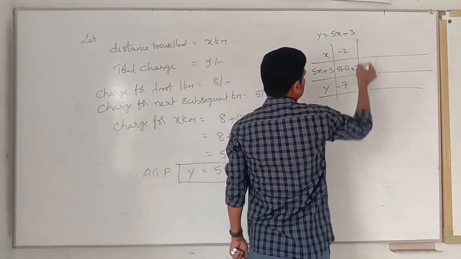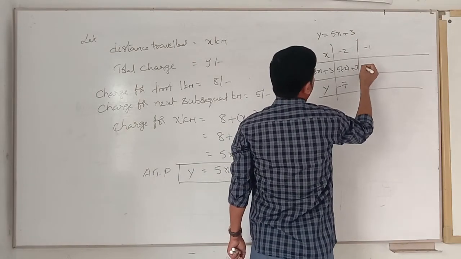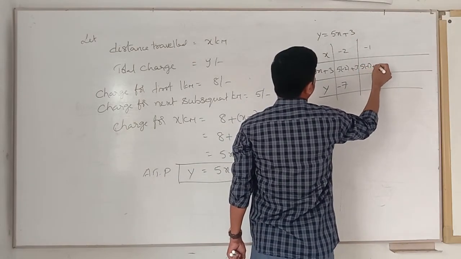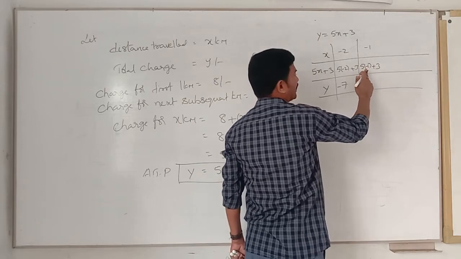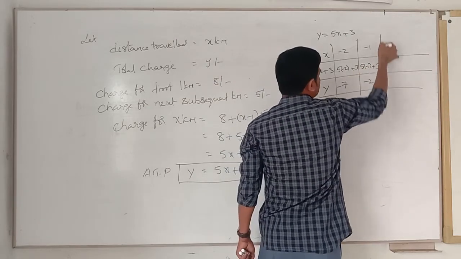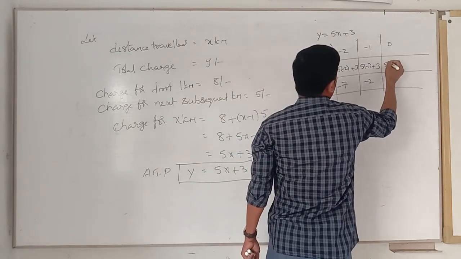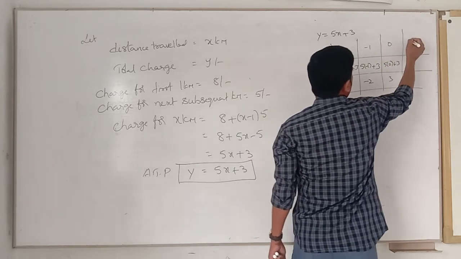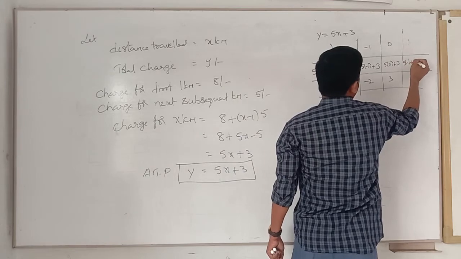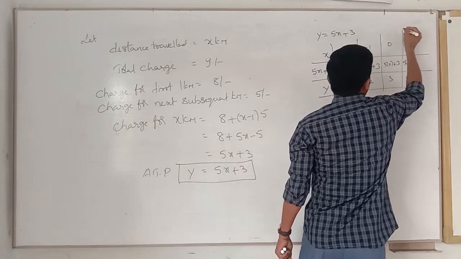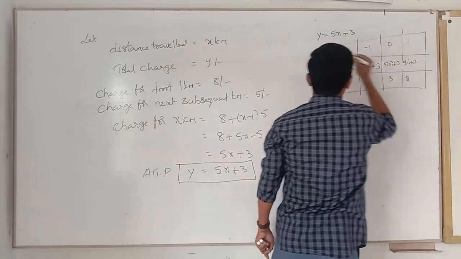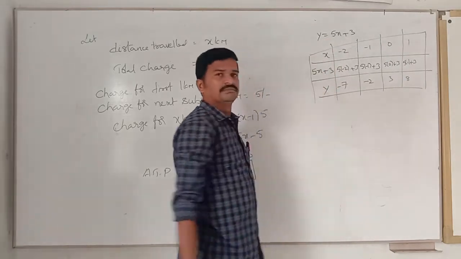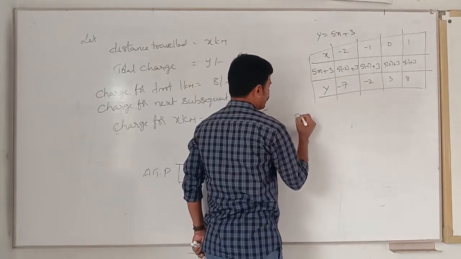Okay. And then minus 1 you can take. 5 into minus 1 plus 3. 5 into minus 1 is minus 5, plus 3 is minus 2. Is it clear? 0 you can take. 5 into 0 plus 3, that is equal to 3. 1 you can take. 5 into 1 plus 3, that equals to 8. That's all. These points are enough. Are you clear? Yes.